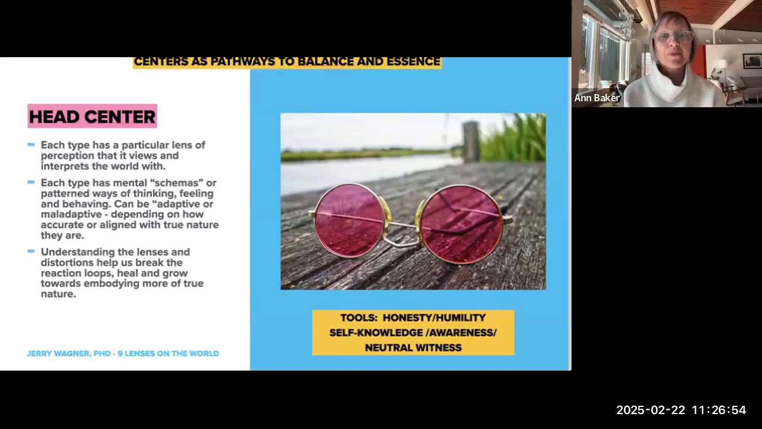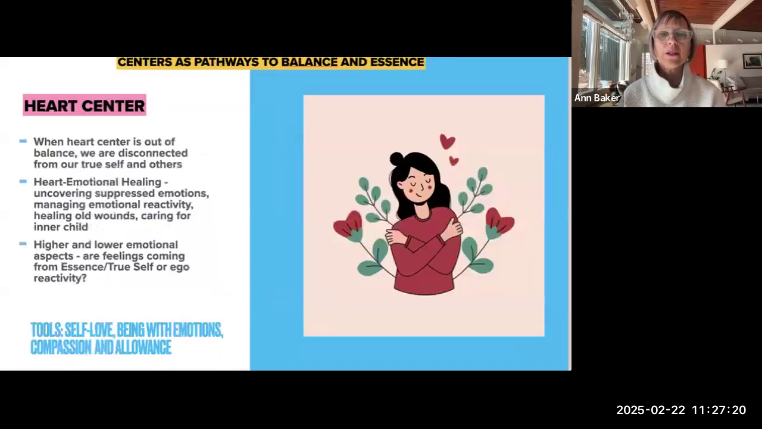So again, the head center, you want to get in touch with your patterned ways of thinking and believing, and really challenge those. Are they true? And is there another way? Might something else be true? And develop that neutral awareness. Okay, so moving on to the heart center.